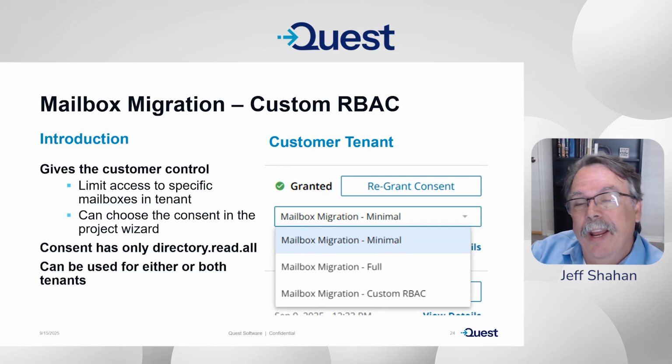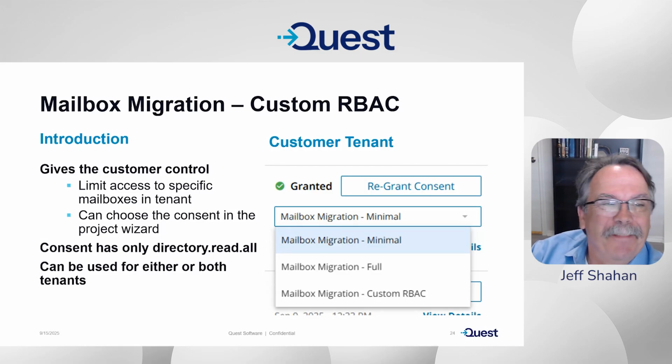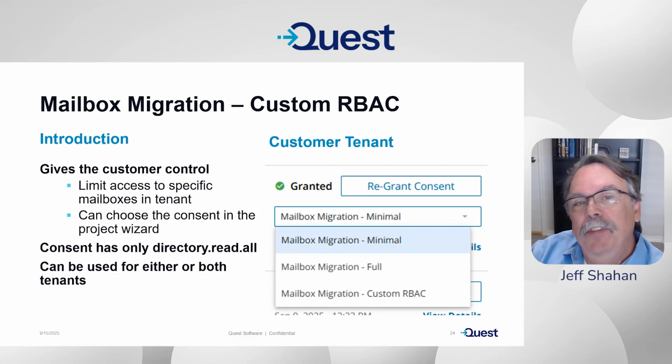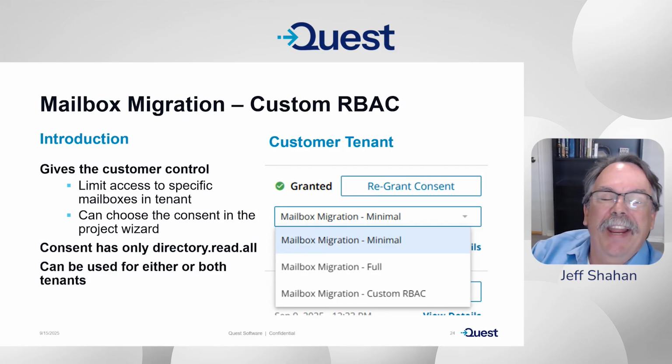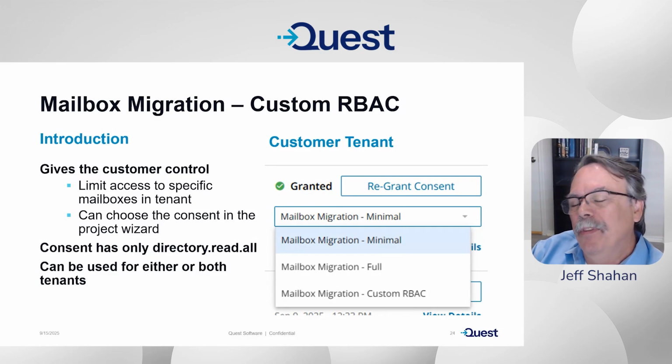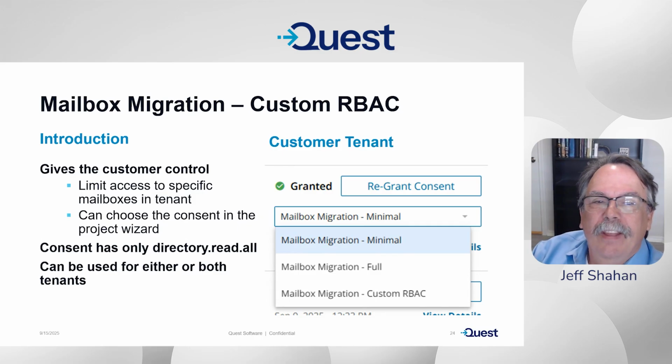There is no way to create a consent without any permissions. You have to have a stub consent. It can be used for either the source or the target. The view that you see in the right half of the screen is from the Open Project Wizard, and how you can define which consent you're going to assign.